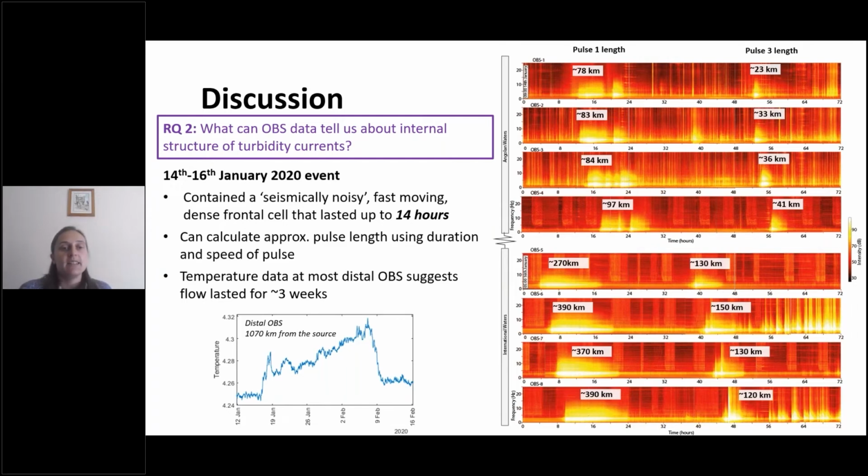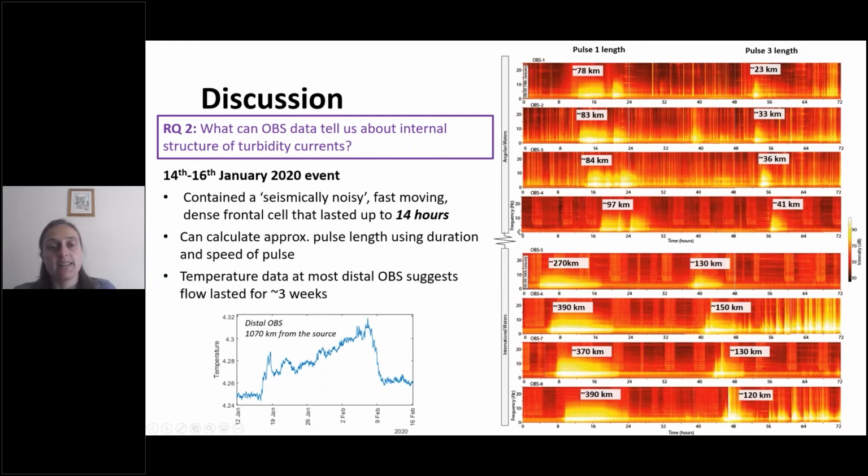And we can see it contains this seismically noisy, fast-moving section for really quite a long time, lasting up to 14 hours. And we've been able to convert this to the distance that that pulse length must have been to record a signal in the OBS as it came past, based on the length of the signal, the transit velocities of the flow, and the fact that we're quite confident the OBSs can't really hear the flows more than 5 kilometers away. So I've shown the distances or the lengths of the pulse that we've estimated on top of the spectrogram images. So you can see that the pulse one length in the upper canyon was around 80 kilometers long.